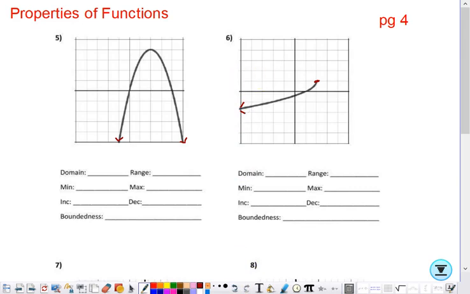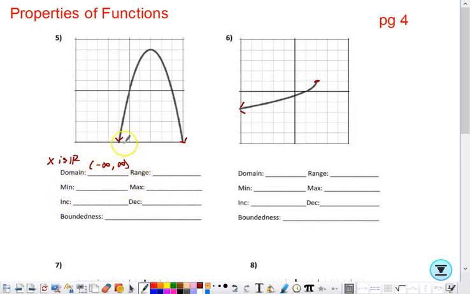For number 5, pause the video here. Try the properties from yesterday, or from the first day of school. See if you can remember and fill in those values, those properties. Okay, for domain, our graph goes all the way to the left, all the way to the right. So you can write the interval notation negative infinity to infinity, or you can write x is all reals. Both are acceptable answers.